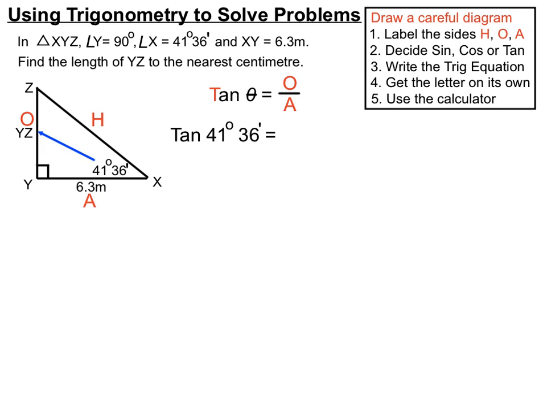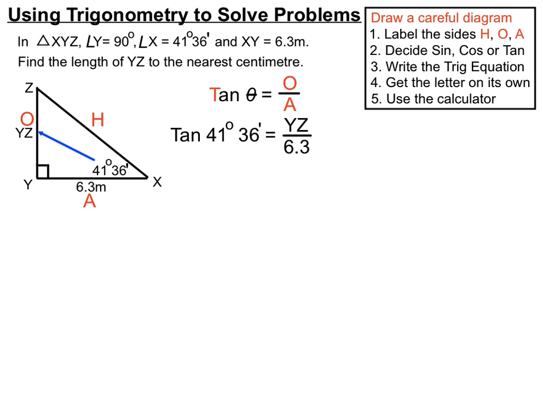Then we want to put the opposite item on the top. The opposite item in your diagram there is your YZ, so that will go on top. And the adjacent position is taken up by that 6.3 that we were given. So we're just piecing it together in the tan arrangement with the details from this particular question.